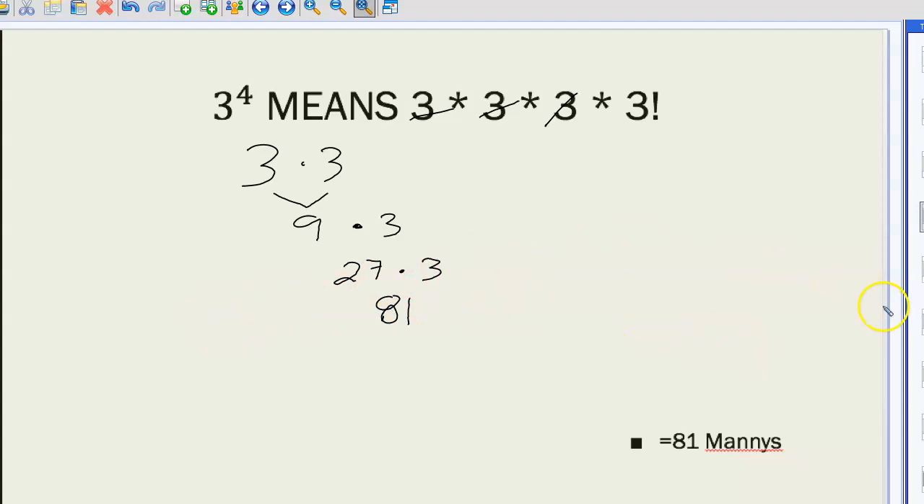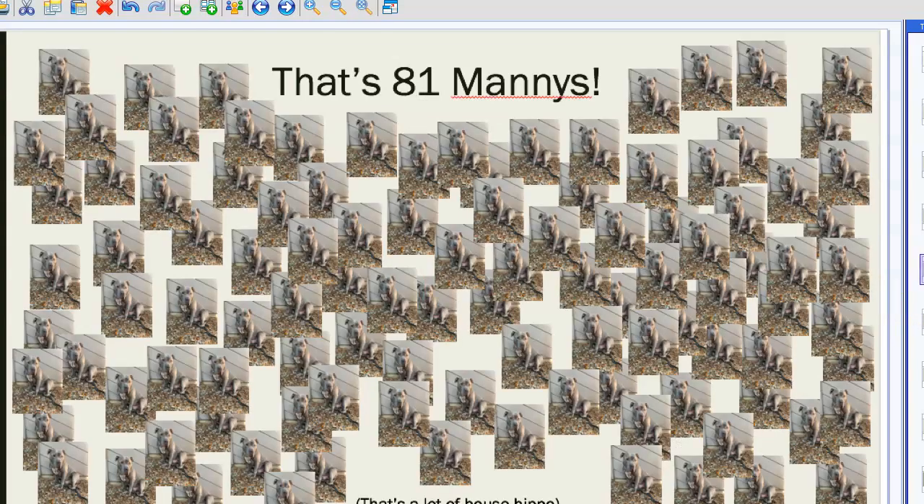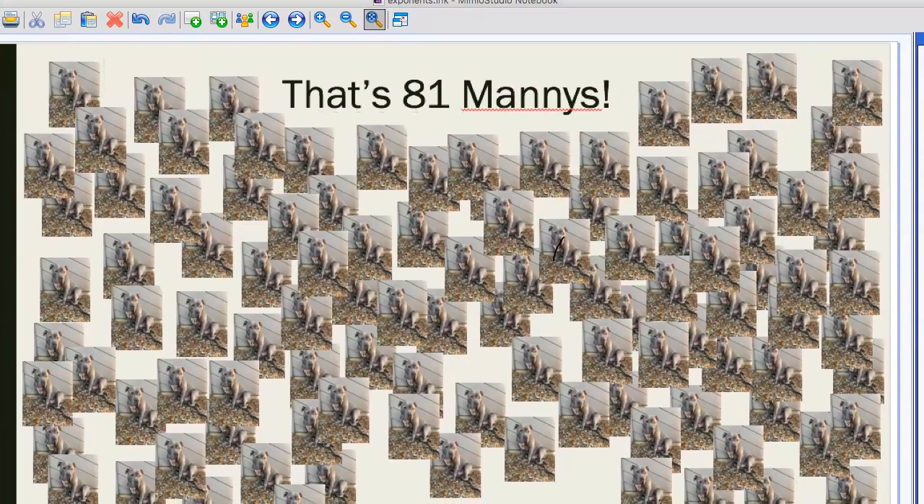And so it would be 81 Manny's, which, my goodness, look at that. That's a whole lot of house hippo. Oh my goodness. He's so handsome.